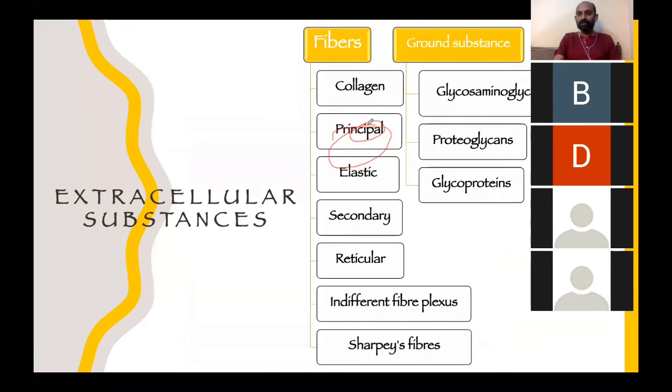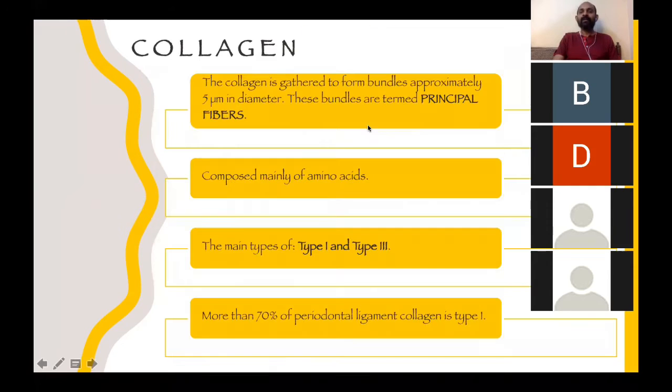Why are they called principal fibers? Because they are the most abundant fibers present inside the periodontal ligament. So when I say principal fibers of a periodontal ligament, it means I'm talking about the collagen fibers. I'm not talking about any other fiber. The principal fibers of the periodontal ligament refer to the collagen arranged in bundles.